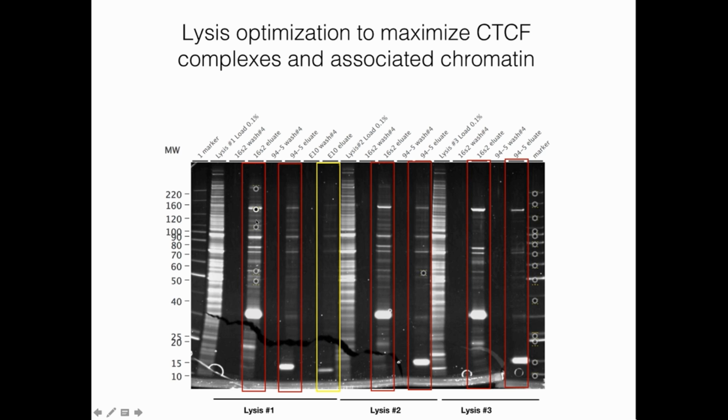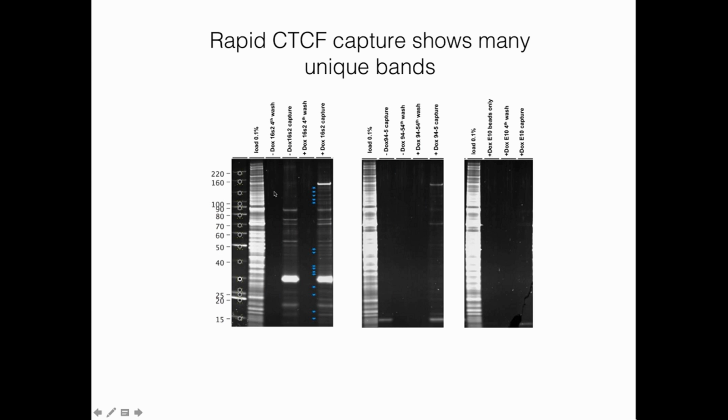We then did a rapid capture using lysis buffer condition number 1, and we used grindate from minus DOX or DOX treated cells, and you can see that there's an enrichment for proteins coming down in the DOX treated cells with these nanobodies. On the left panel is 1 nanobody to GFP, in the middle panel is another nanobody to GFP, 94.5, and on the right is the negative control.